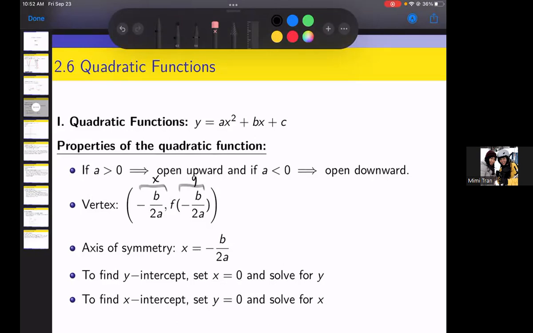Stop me at what time? Stop me around 11:17. Yeah, 11:17.